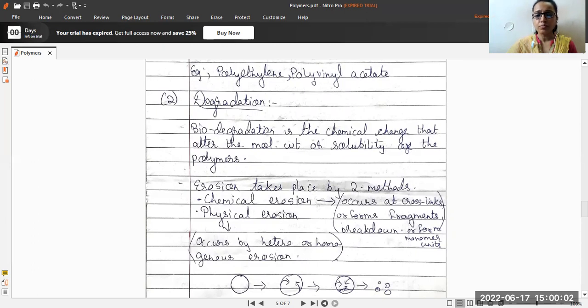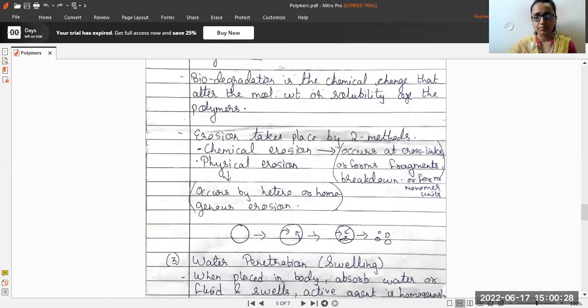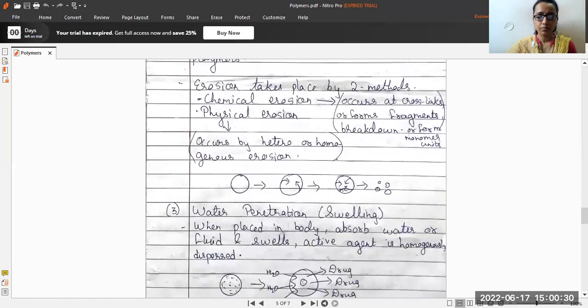In this, erosion takes place by two different methods. One is chemical erosion and the other is physical erosion. In chemical erosion, the erosion occurs at the crosslinks or the cracks, and the fragments are broken down and form monomer units. While the physical erosion occurs by heterogeneous or homogeneous erosion. The same is seen in the diagram.